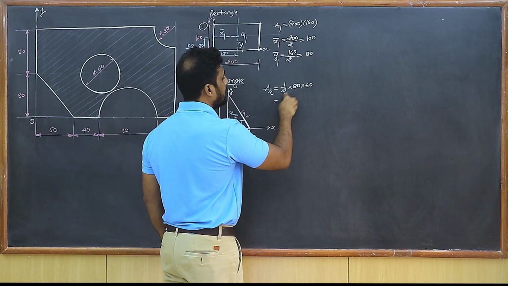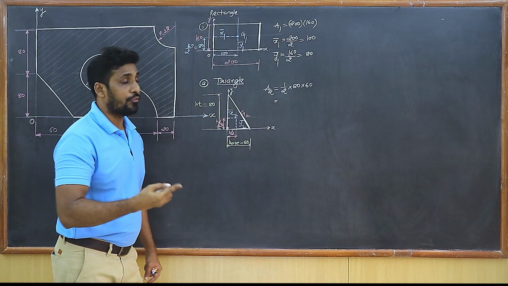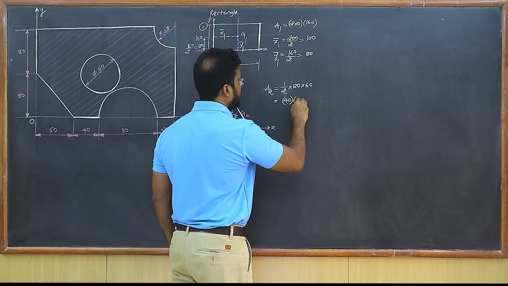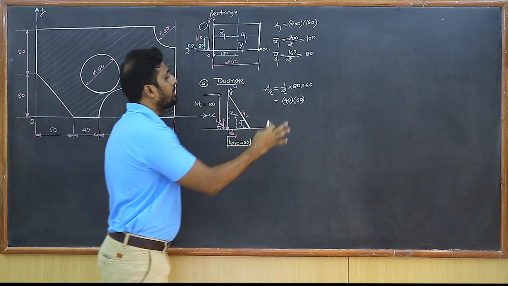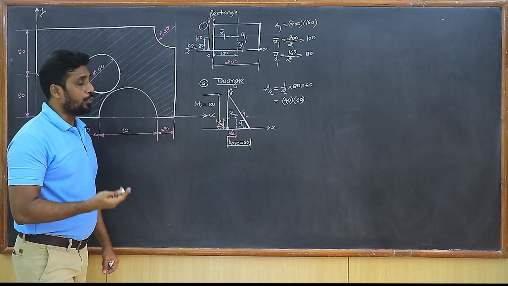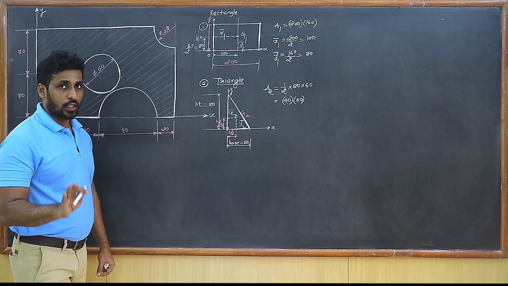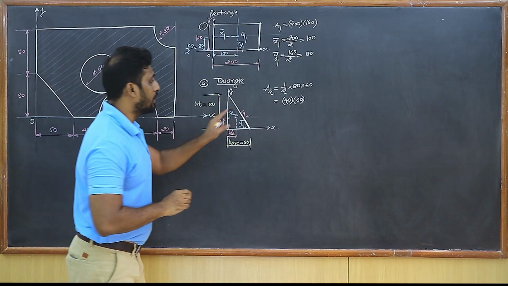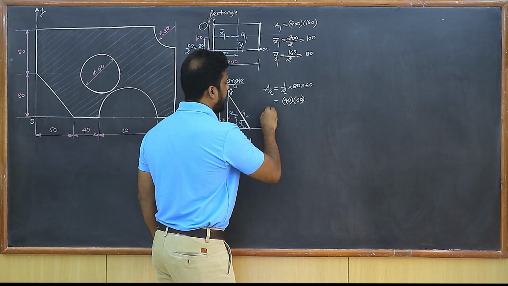So you can cancel this 80 with the 2, you get 40 into 60. Again, as I said, there is no need to multiply 40 and 60. You can leave the answer as it is. So 40 into 60, it is definitely going to become 2400. It's entirely your choice whether to write the answer or not. Or as I said, you can leave the answer here itself. That's A2.